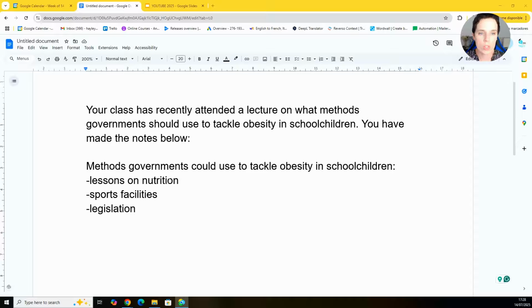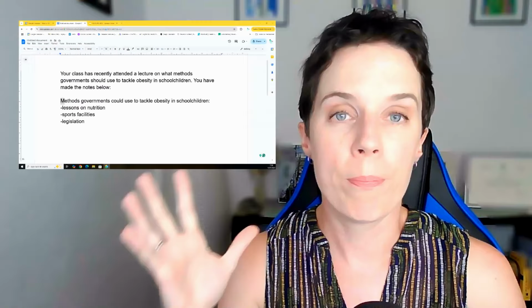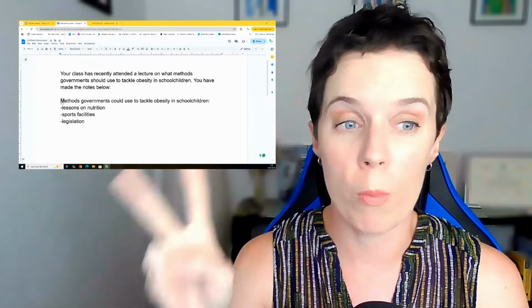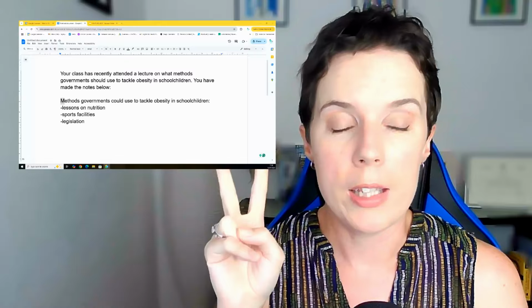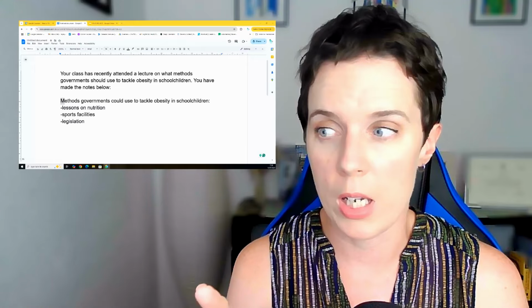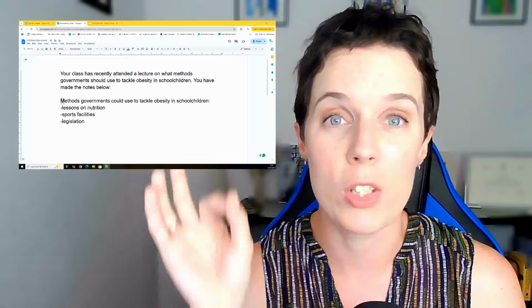So your class has recently attended a lecture on what methods governments should use to tackle obesity in school children, and you've made the notes below. My methods that I have are lessons on nutrition, sports facilities, and legislation. Okay, so first of all, in the exam, I need to choose which 2 I want to talk about, and then my first step after that, a very important step, is to plan.